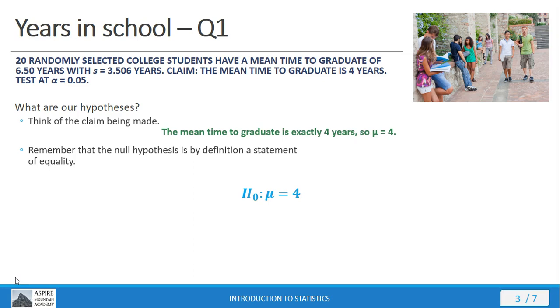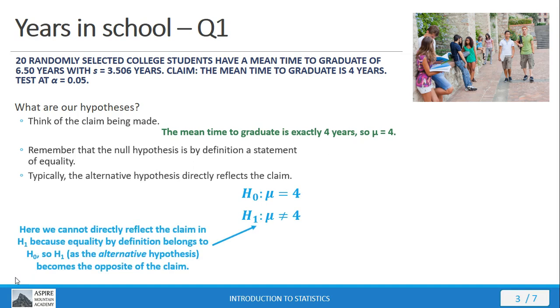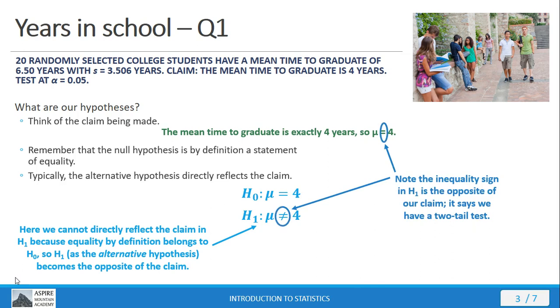Our claim actually has equality in it, and so equality by definition goes into the null hypothesis. So we can't actually adopt the claim like we typically do for our alternative hypothesis. Instead, we have to take the complement of the claim. The complement of being equal to is being not equal to, so mu does not equal 4 is our alternative hypothesis. And notice that inequality on the alternative hypothesis means that we're going to have a two-tailed test.